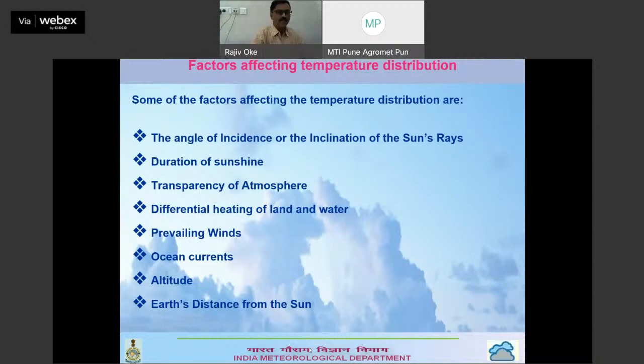Prevailing winds: winds blowing across the latitudes transfer temperatures throughout the latitudes. Similarly, ocean currents also transmit temperatures, and variation is seen. Regarding altitude also, as we go up, the temperature changes; as we go up, the temperature decreases. And the last factor is Earth's distance from the sun. The position of the Earth relative to the sun affects the temperature received at that particular place.